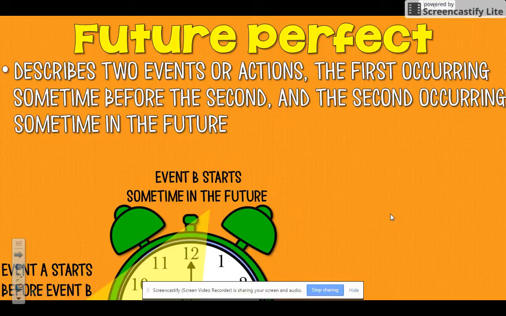Last one we're going to talk about is future perfect. Again, our current time, which you can't see here, is 11 o'clock. And our first event is going to start sometime before the second event. Notice how event B is after 11. So event B is like 12:30, whatever that is right there. And our first event could either be in the past, in the present, or even in the future, as long as it's before event B.